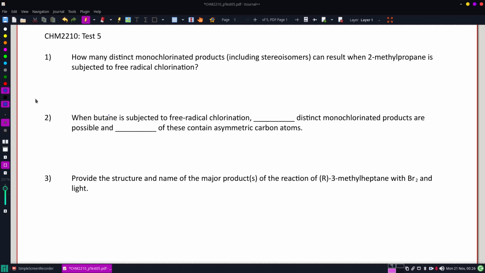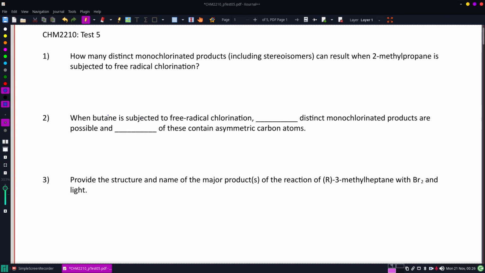Alright, we're going to try to get page 1 done here. So we're looking at the first one. How many distinct monochlorinated products, including stereoisomers, can result when 2-methylpropane is subjected to free radical halogenation? And we're going to do it with chlorine.